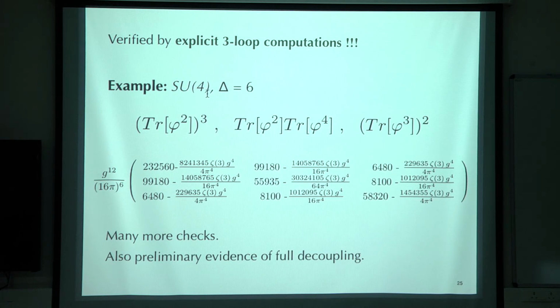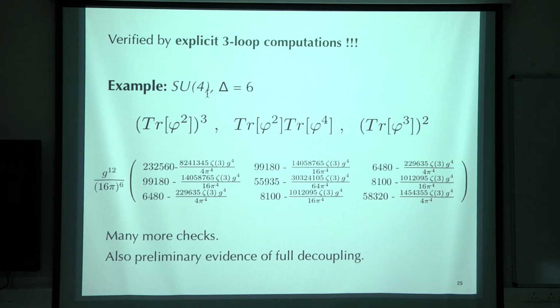Okay? For example, let me give you an example. In the SU(4) case, the generators are trace phi squared, trace phi cubed, trace phi to the fourth. At delta equals 6, we have these 3 degenerate operators. We have a 3 by 3 matrix of 2-point functions. We computed it at 3 loops, up to order g to the 4th.